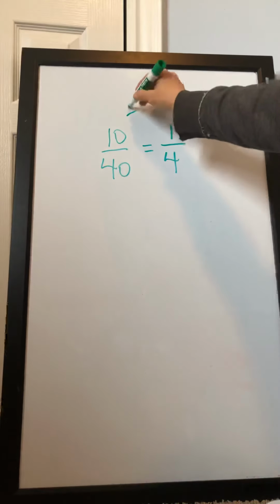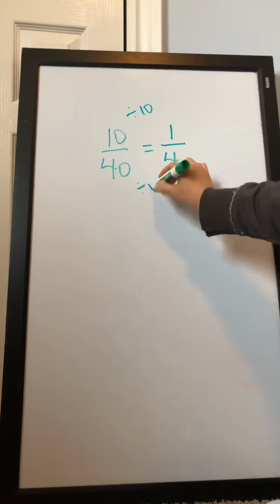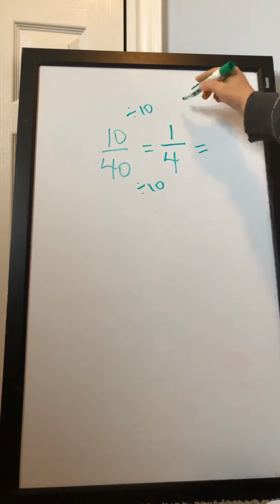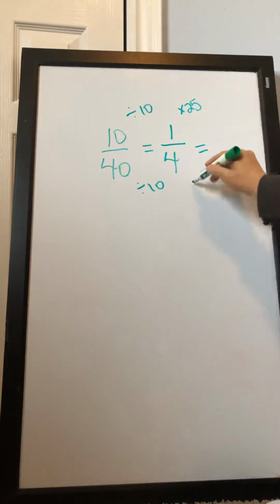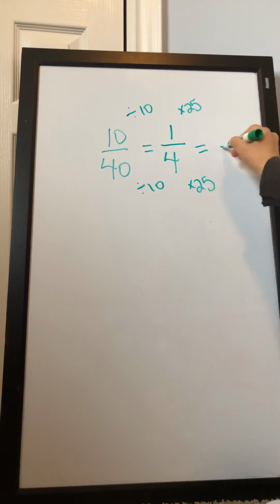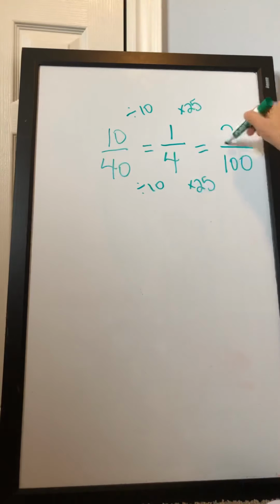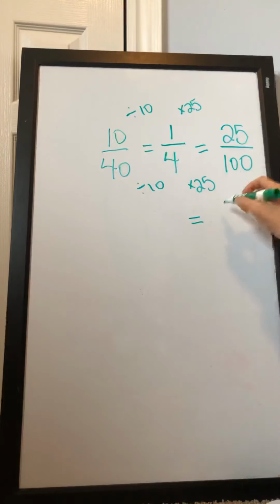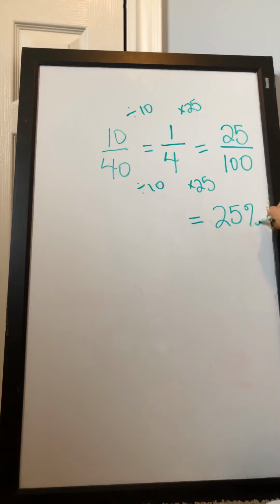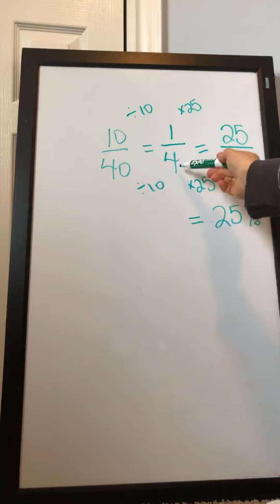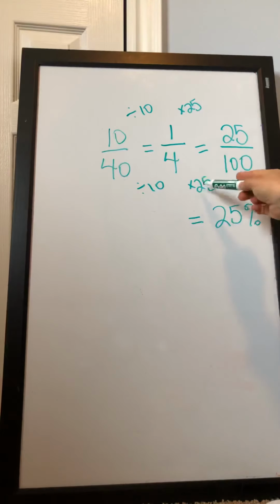So what I did here, just to review, I divided both by 10. And now what I'm going to do is multiply both by 25. So when I multiply both by 25, 4 times 25 is 100, and 1 times 25 is 25. So I get 25 over 100, which then I know is 25%. So it took 2 steps in order to get to 100. First I divided by 10 to get to a number that I could easily make to 100, and then I multiplied by 25 so that I could get the denominator to 100.